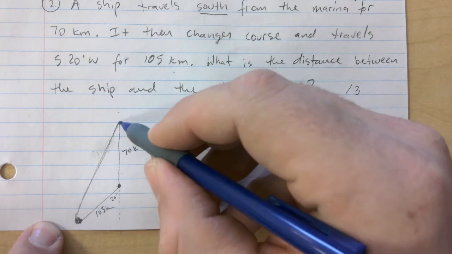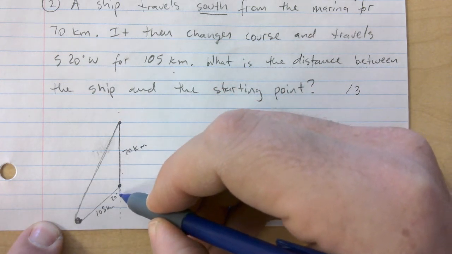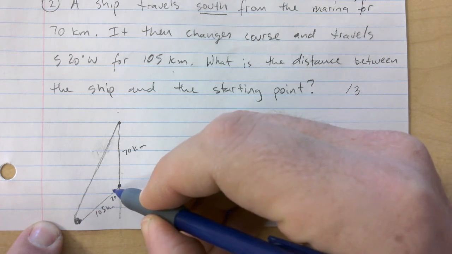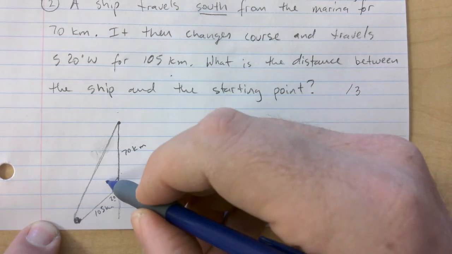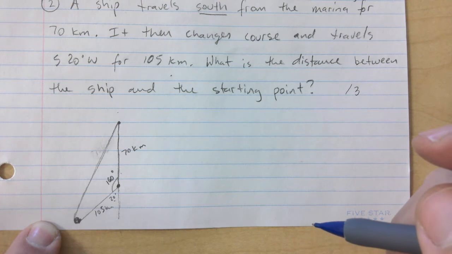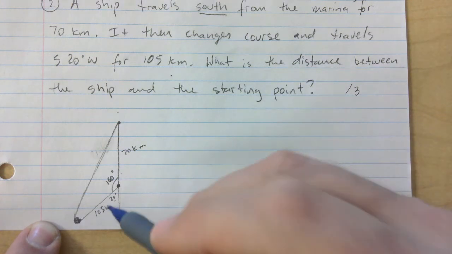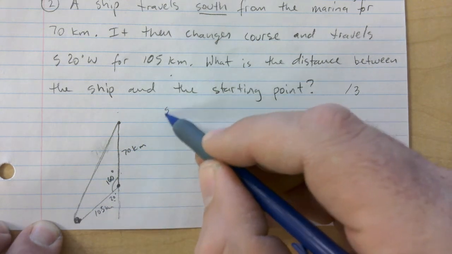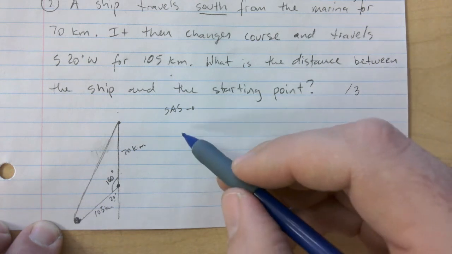Because this is going straight south, it's a vertical line, a straight line here. So if you simply go 180 minus 20, you get 160 in here. That was the key to this problem for you to be able to solve it. So you consider that it's an SAS, and I'll tell you the mark breakdown in a bit.